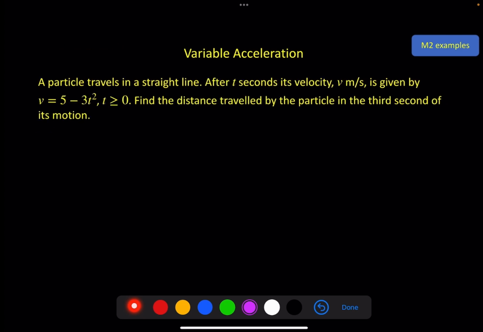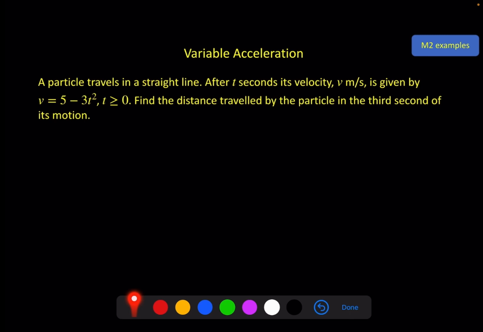Our final example, a particle travels in a straight line again. After t seconds, its velocity v is given by this function, where t is greater than 0. Find the distance travelled by the particle in the third second of its motion. Now again, this is different to what we've had. This is not when t equals 3, find the distance where it is. Neither is it find the distance travelled up to the third second, but it's in the third second of its motion.